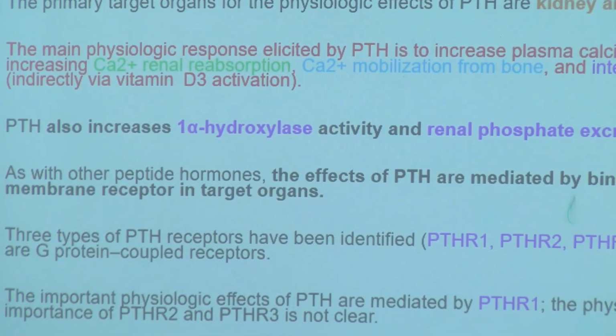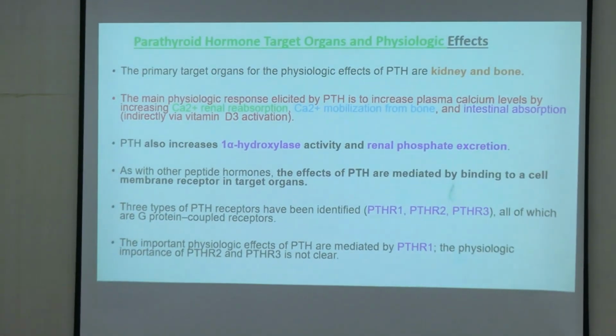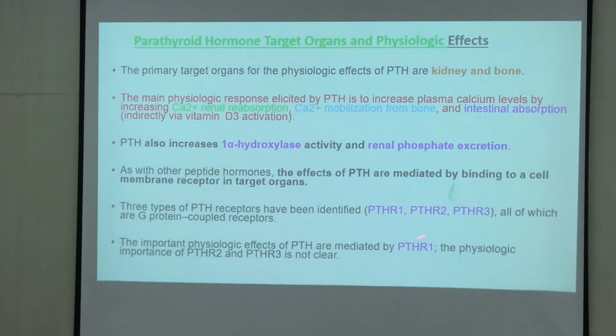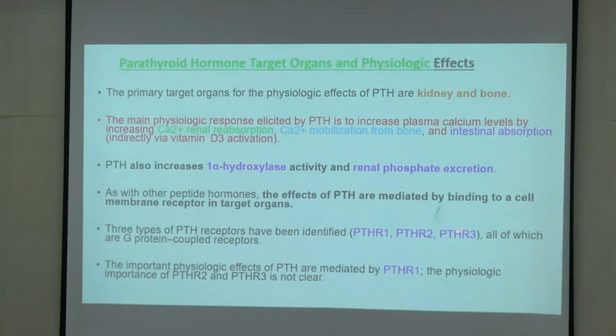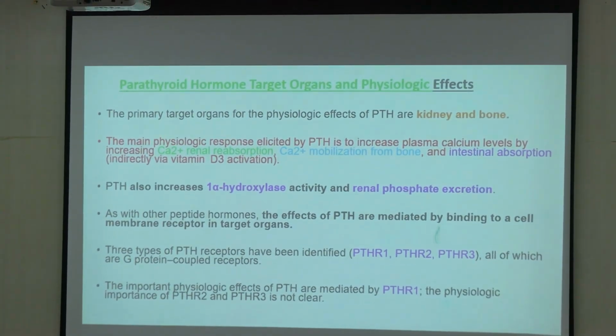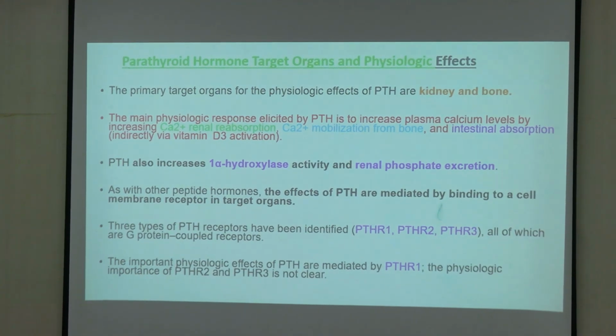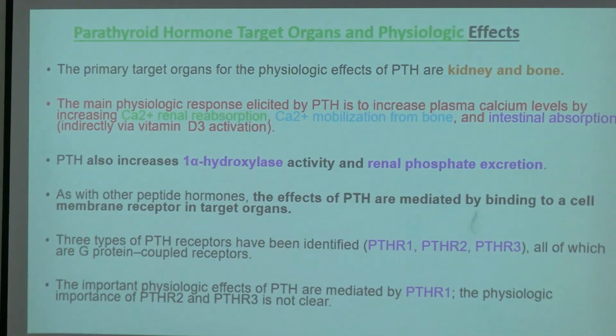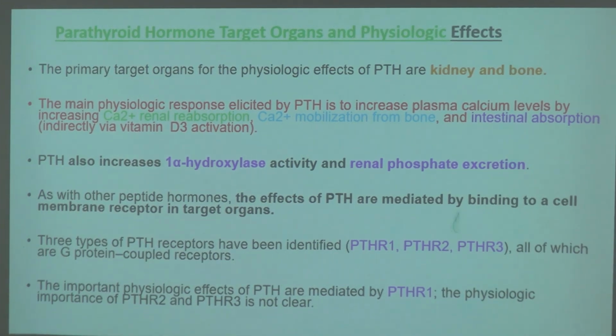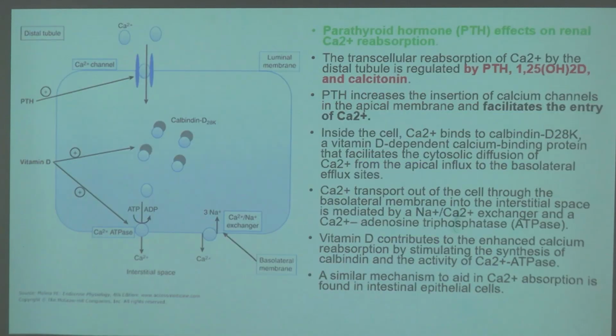So the most important receptors located in the target cell membranes are parathyroid hormone receptor 1, 2 and parathyroid hormone receptor 3. Out of these three receptors, the most important one whose function is known is parathyroid hormone receptor 1, right? Regarding the functions of 2 and 3, there are lots of controversial issues. The exact functional role of these receptors is still controversial. So we are going to discuss the role of parathyroid hormone receptor 1, and how it takes part in the reabsorption process.